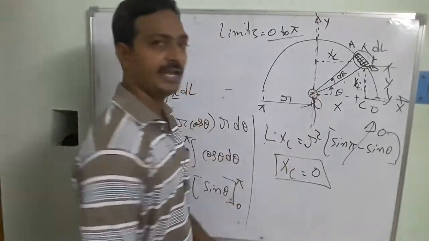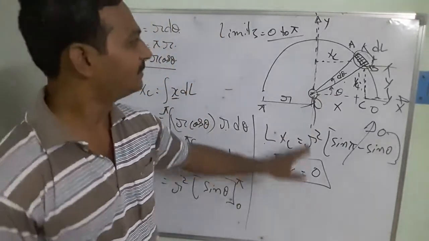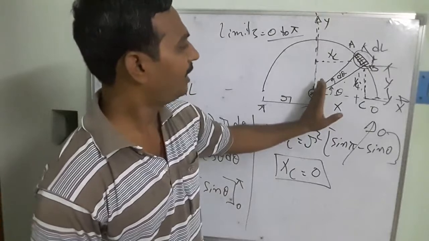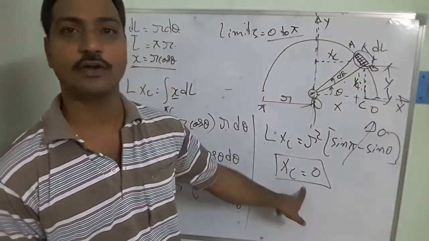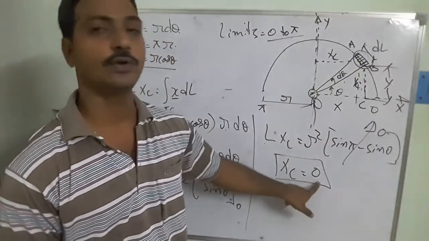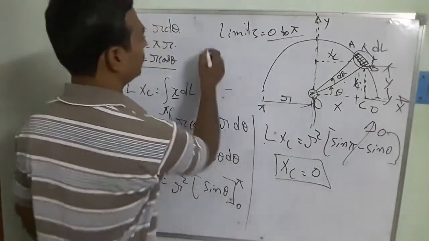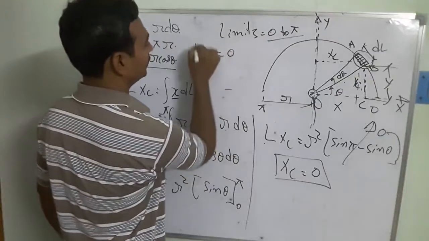Then what is the indication of x equal to 0? This means the bent wire is symmetric with respect to the y axis. That's why I got the centroid for this object, xc is equal to 0. So I am going to write xc is equal to 0.